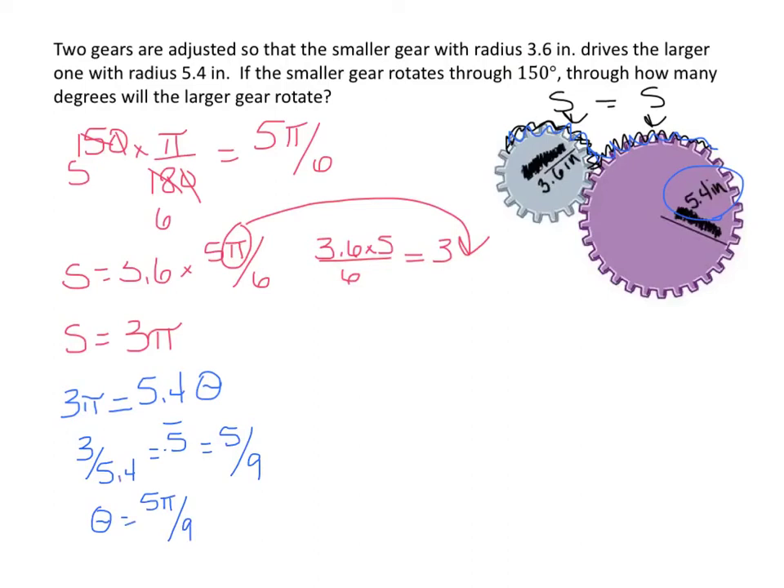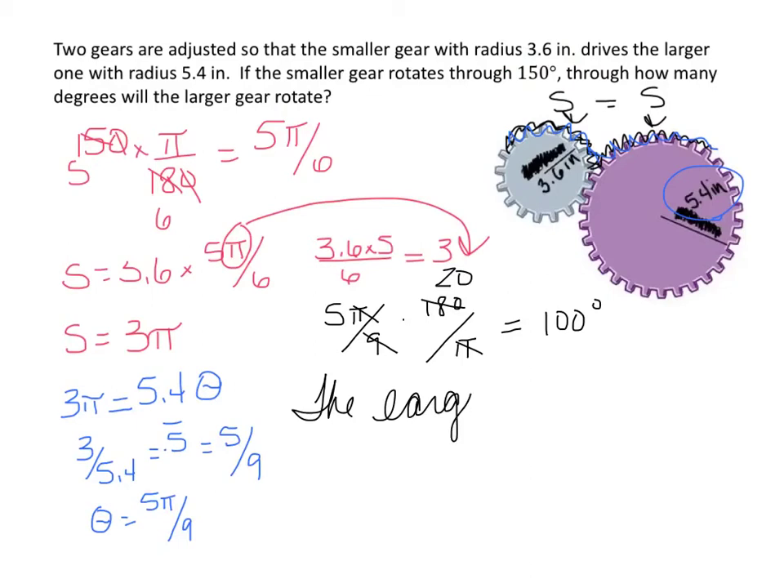The problem is, in this particular example, we were given an angle in terms of degrees, so we need to take this theta and put it back in degrees to answer the question. So we'll take 5 pi over 9 times 180 over pi. Pi cancels here, 9 cancels there, and we get 100 degrees. So we can say the larger gear will rotate 100 degrees.